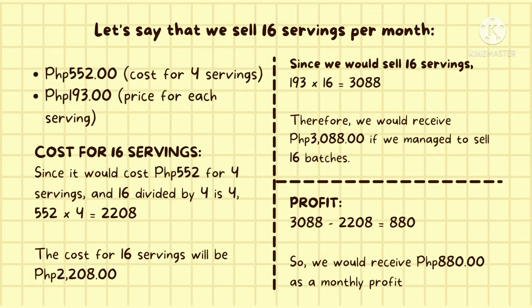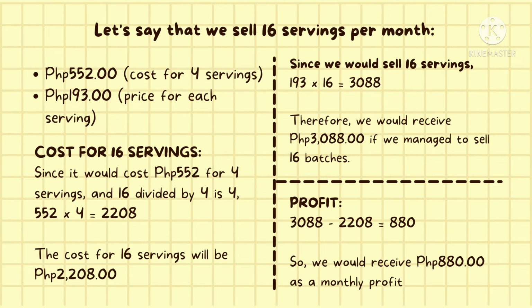Since we already know that the cost for 4 servings is 552 and the price for each serving is 193, we are going to find the cost for 16 servings. And since it would cost 552 for 4 servings and 16 divided by 4 is 4, we multiply 552 and 4, which will give us the answer of 2,208. Therefore, the cost for 16 servings will be 2,208.